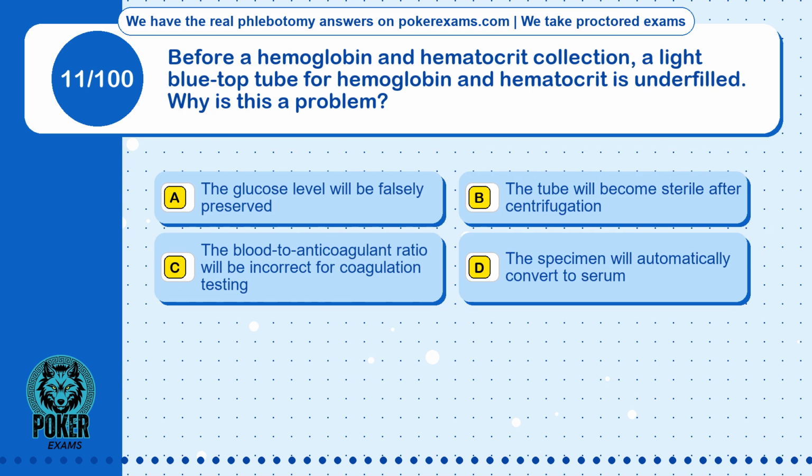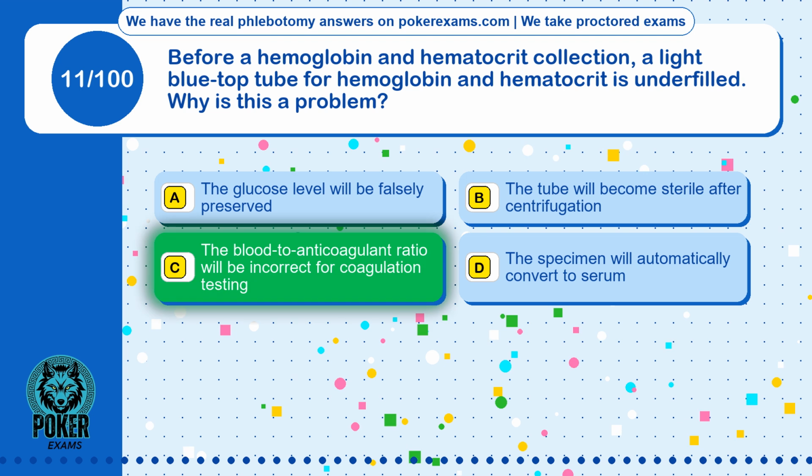Question 11. Before a hemoglobin and hematocrit collection, a light blue top tube for hemoglobin and hematocrit is underfilled. Why is this a problem? Option A. The glucose level will be falsely preserved. Option B. The tube will become sterile after centrifugation. Option C. The blood to anticoagulant ratio will be incorrect for coagulation testing. Option D. The specimen will automatically convert to serum.